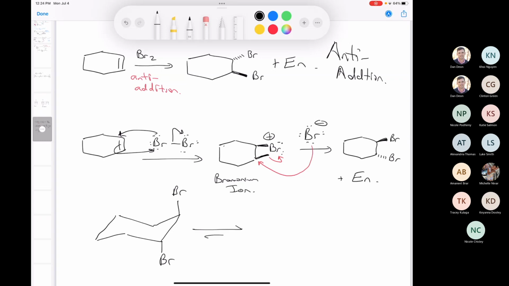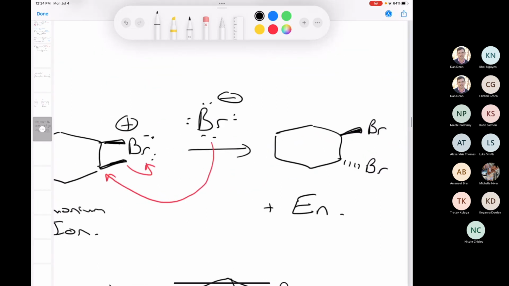Well, if the ring flips, then we're going to have one bromine going down and one bromine going up. And so both substituents are going to be equatorial, both equatorial, right? And you don't even have to draw the chair. You could just zoom in on this and say, well, if this is up and equatorial, that means that this is going to be down and equatorial, right? Because equatorial alternates up, down, right? So on and so forth.